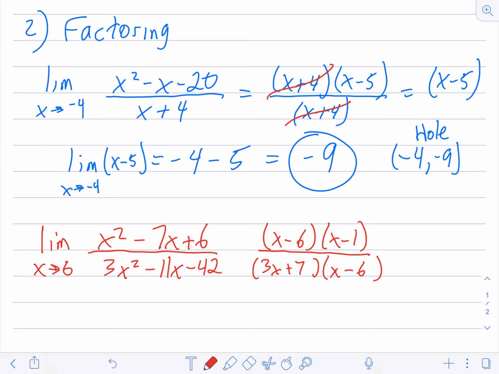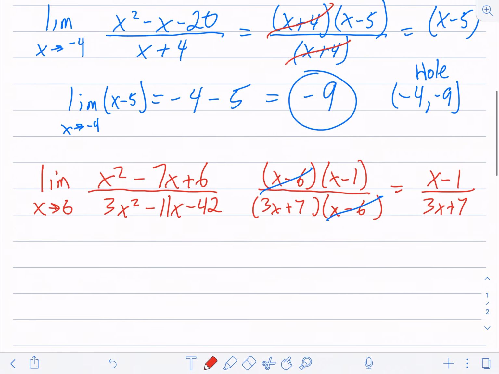And then what do we notice? Well, we notice that the x minus 6's can cancel, and I'm going to be left with this function, x minus 1 over 3x plus 7. So now that's an equivalent function, right? I just simplified it, and just like we saw in rational functions, that means there's going to be a hole there.